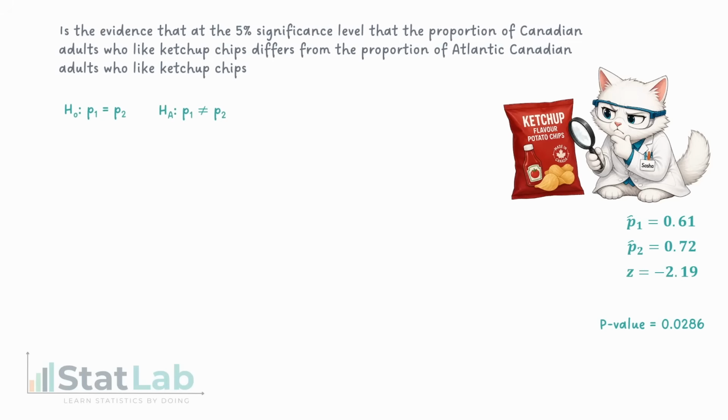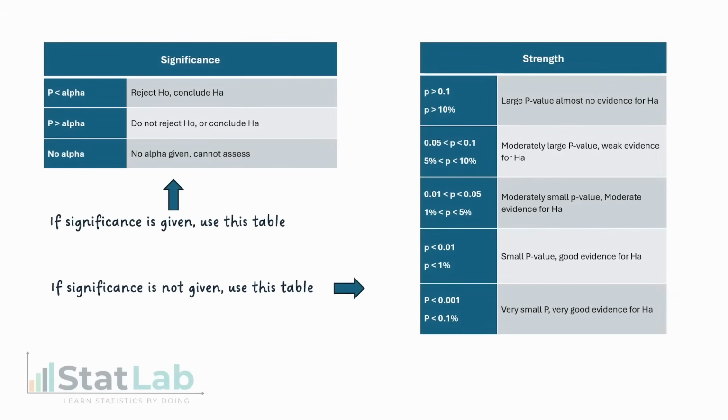And we're going to test our hypothesis that P1 is not equal to P2. We had this chart last time where we went over whether or not you have significance, which table to use, and depending on your p-value, you will decide on whether to conclude, not conclude, or whether you have a certain level of evidence. In our case, we're given a 5% significance level, and we have a p-value of 0.0286. So our p-value is less than our 5% alpha, so we are going to reject H0 and conclude HA.